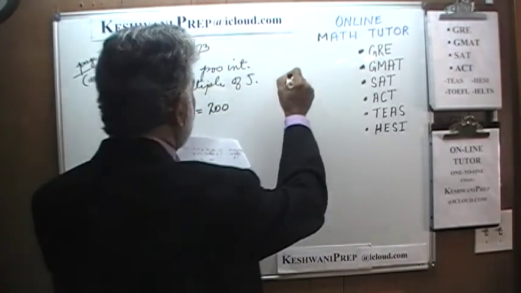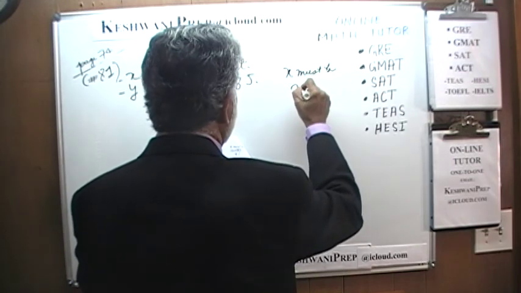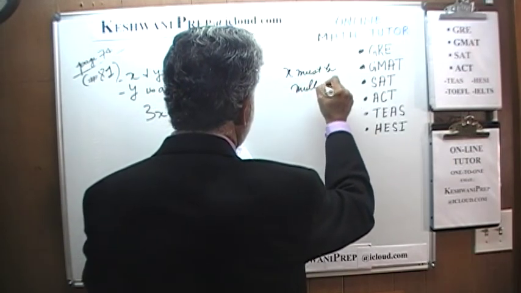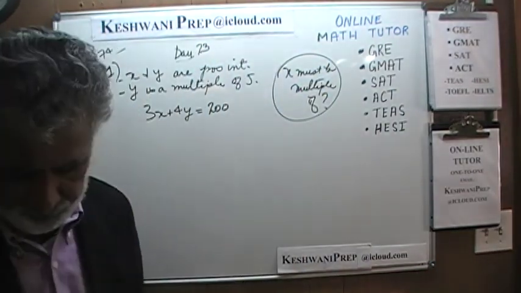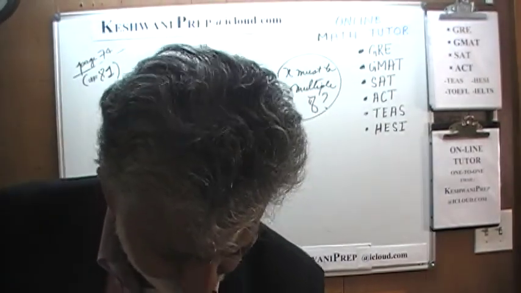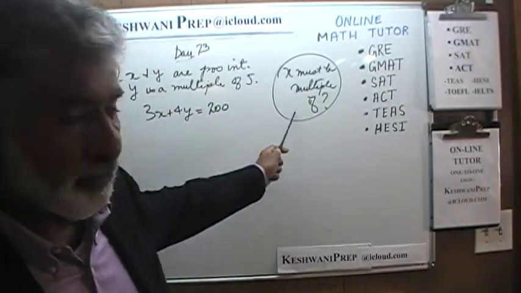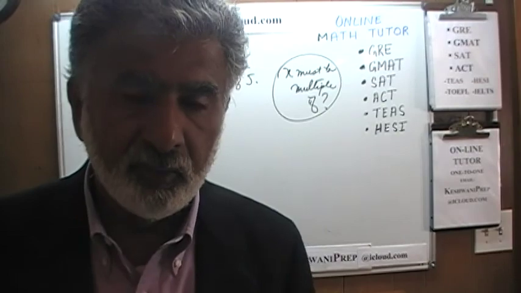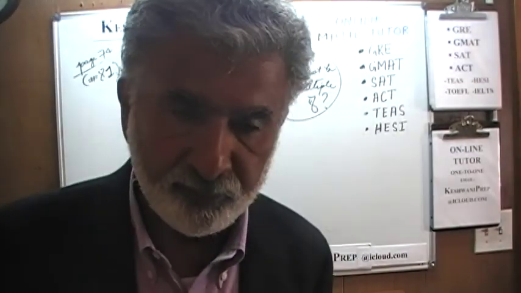The question is, x must be a multiple of what? There are 5 choices that are given there, and our job is to tell them that x must be a multiple of what? In other words, x must have a factor of one of these 5 numbers that are given to us in the answer choices A through E.